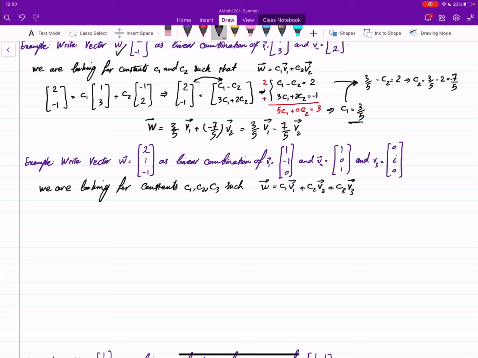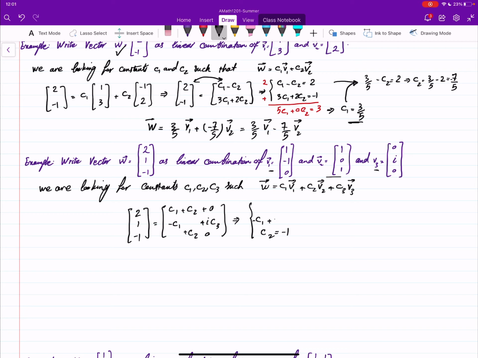If I write this in terms of vectors, the left hand side is 2, 1, negative 1. Right hand side is, multiply C1 to the V1, you get C1, negative C1, and 0. And then you multiply C2 to V2, you get C2, 0, and C2 at the third component. And multiply C3 to the vector V3. There is 0 in the first component. Second component will be i C3. The last component will be 0 plus 0. So you add those ones, and then now I can write these as equations.